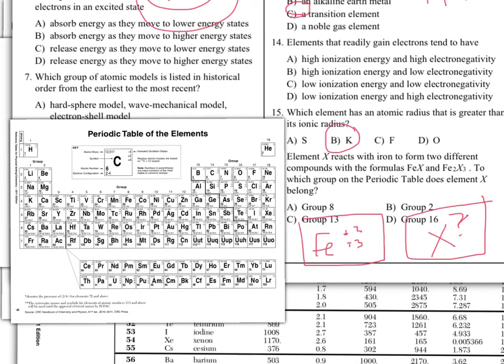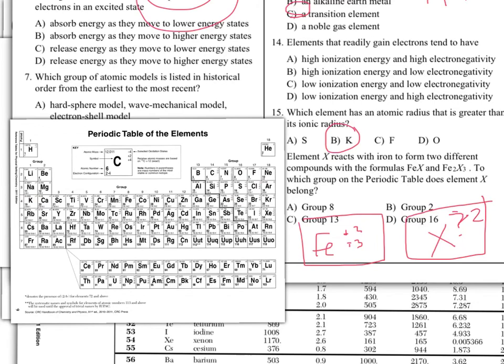So recall that when elements form compounds, we write the symbols and then we cross the oxidation numbers. We can see that in one of the formulas with iron, that X has a 3, and that 3 comes from the iron. So this 3 would be crossed over to the X. And then the F would get a 2. So that means that this X likely has the oxidation state of 2.